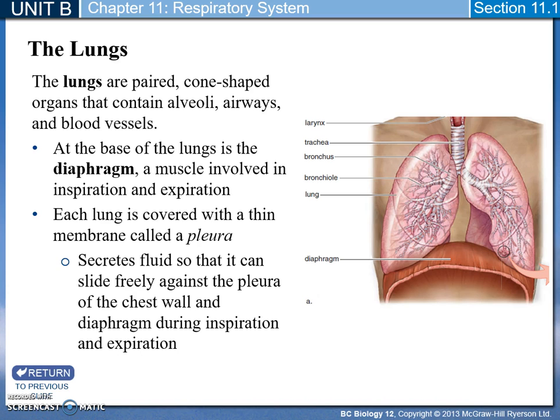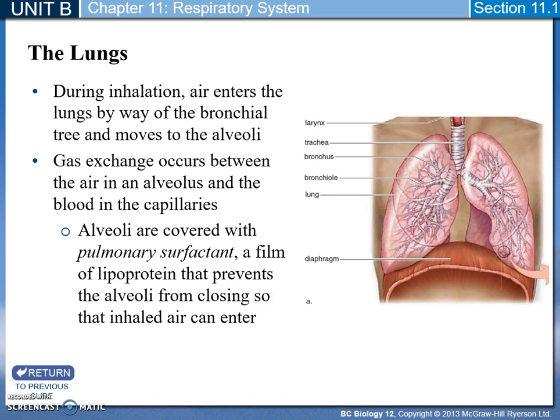Each lung is covered with a thin membrane called a pleura, which secretes fluid so that it can slide freely against the pleura of the chest wall and diaphragm during inspiration and expiration. During inhalation, air enters the lungs by way of the bronchial tree, moves to the alveoli, and gas exchange occurs between the air in the alveolus and the blood in the capillaries. So alveoli are covered with a pulmonary surfactant. This is a film of lipoprotein, and that prevents the alveoli from closing. So once again, if that wasn't present, then they would just simply collapse.